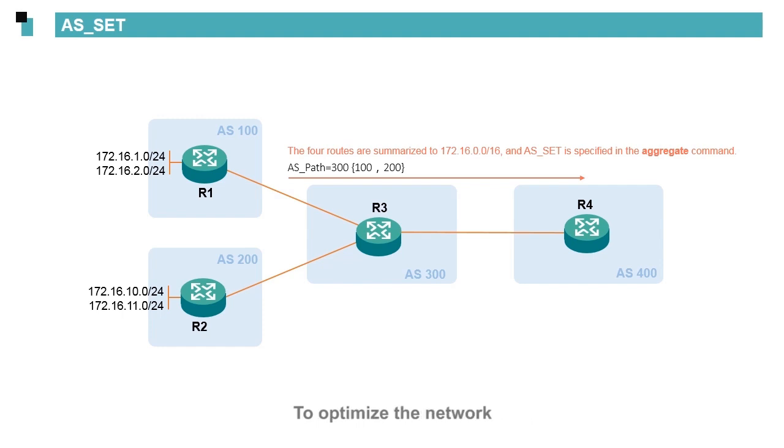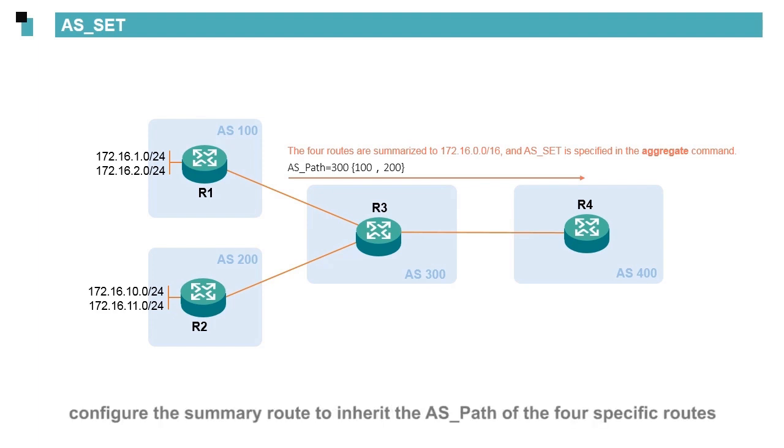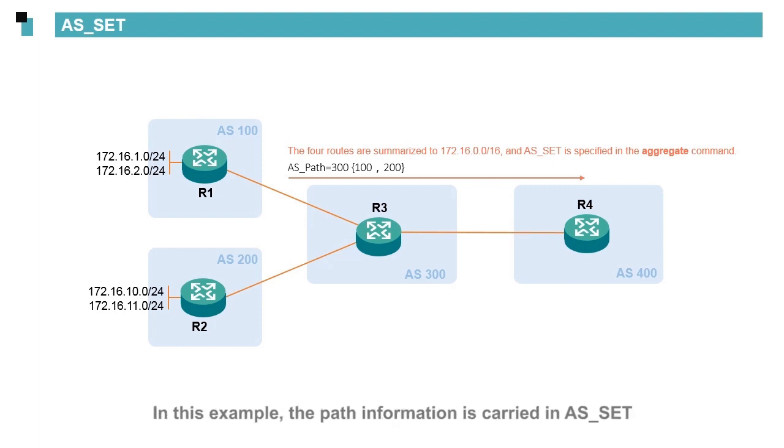To optimize the network, the 4 routes are summarized on R3 to the route 172.16.0.0/16. For R3, this summary route is originated locally. Once the route is sent back to AS100 or AS200, a loop occurs. To prevent this problem, configure the summary route to inherit the AS paths of the 4 specific routes. In this example, the path information is carried in AS set.